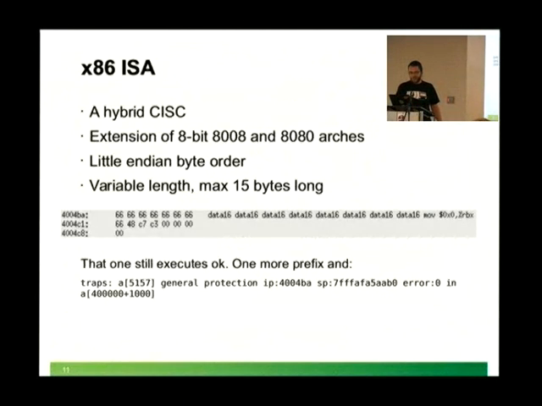Anyhow, so the ISA, the instruction set architecture, is a hybrid CISC. CISC is a complex instruction set computer, and RISC is a reduced instruction set computer. Roughly, it means that RISC instructions you can execute the way they are written in assembly. You can execute them the same way on the hardware. And CISC means complex instructions, which means one assembly instruction can be multiple instructions, and those multiple instructions are the simple instructions which then run on the hardware.